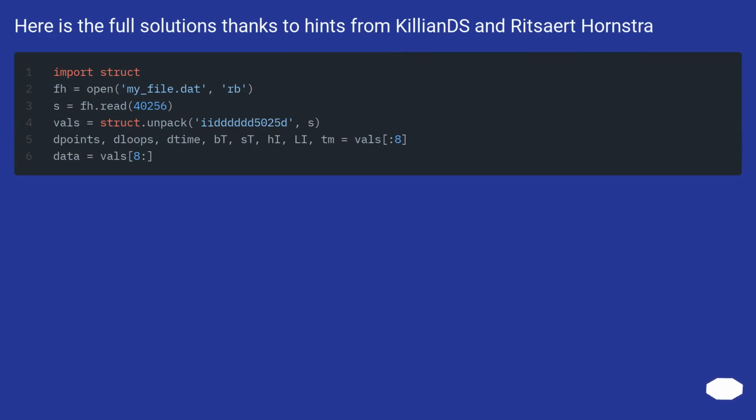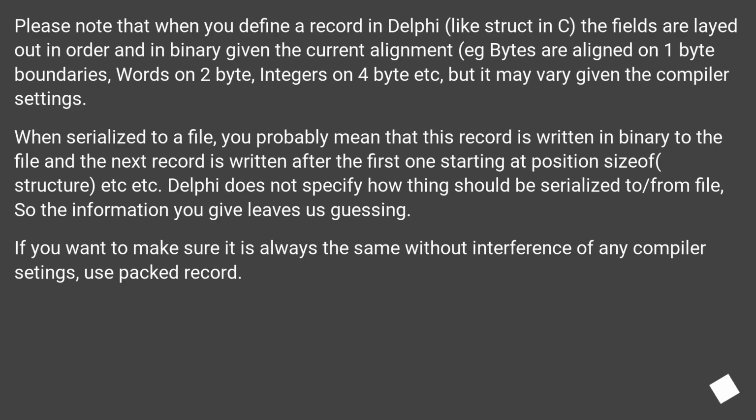Here is the full solution thanks to hints from Killian and Rietzer Hornstra. Please note that when you define a record in Delphi, like a struct in C, the fields are laid out in order and in binary given the current alignment, e.g. bytes are aligned on 1 byte boundaries, words on 2 byte, integers on 4 byte etc.